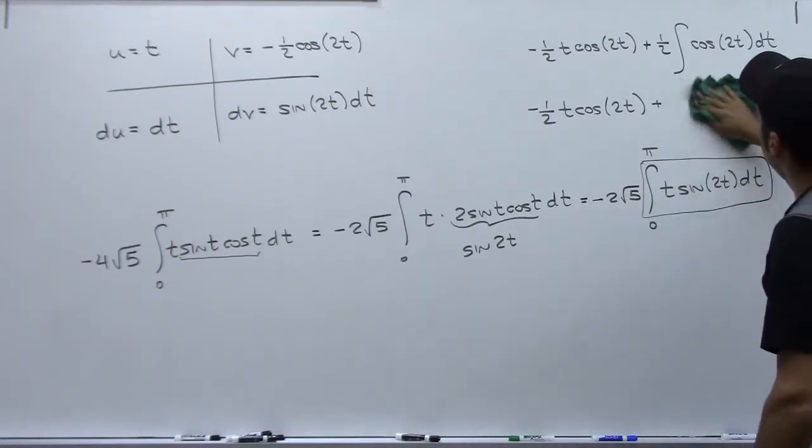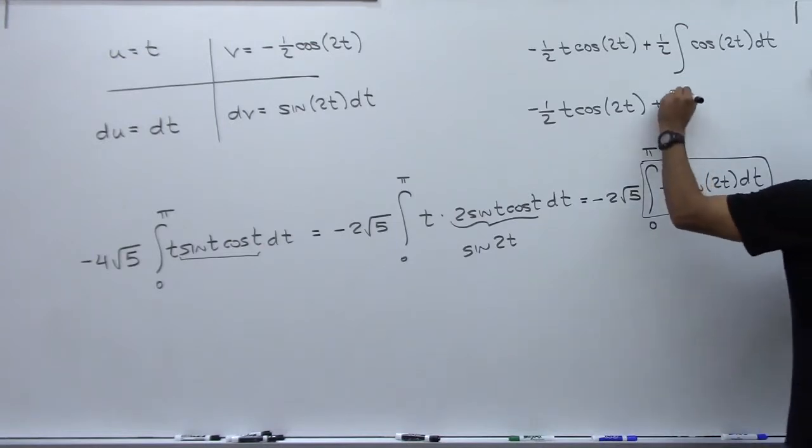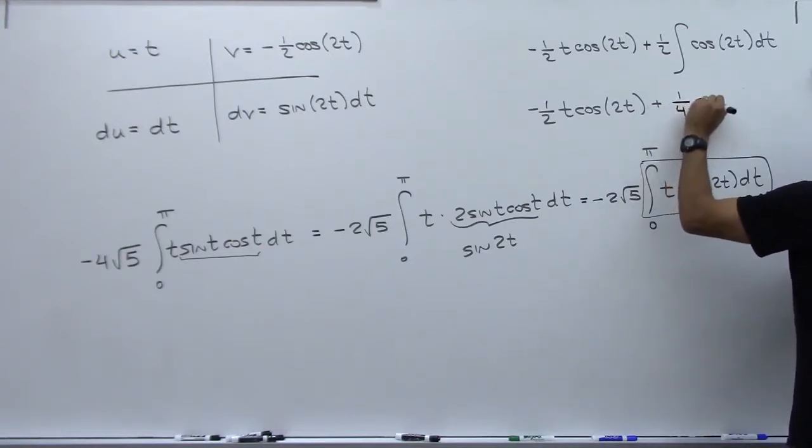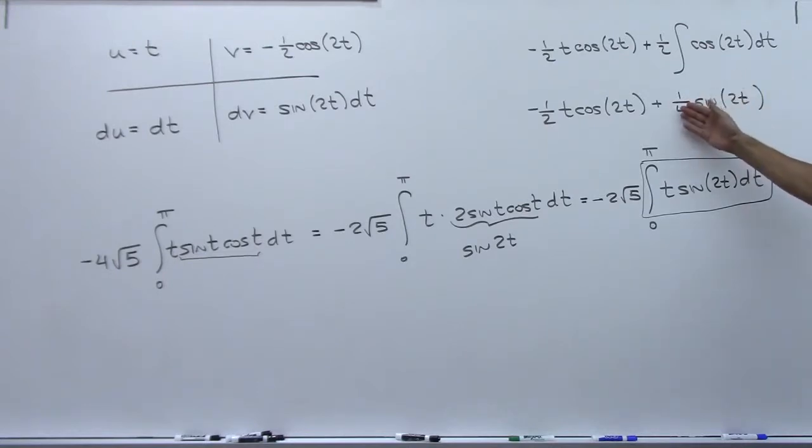Well, let's see here. 1/4 sine 2t. So check that. If I take the derivative of sine of 2t, I get cosine of 2t times the derivative of what's inside, which is 2. That hits that, I get the 1/2. So I'm good. All right. That's the antiderivative.